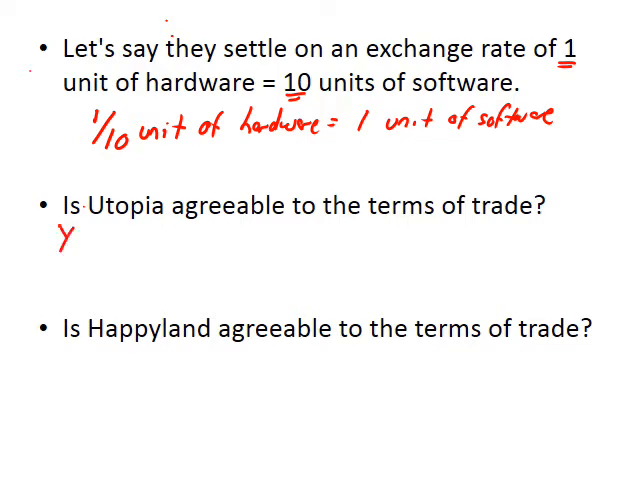So yes, because they're going to make hardware and import software. So if their opportunity cost for making 1 unit of hardware is 1 unit of hardware to 5 units of software, and if they're getting 10 units of software instead of just 5, they're getting more than their opportunity cost.